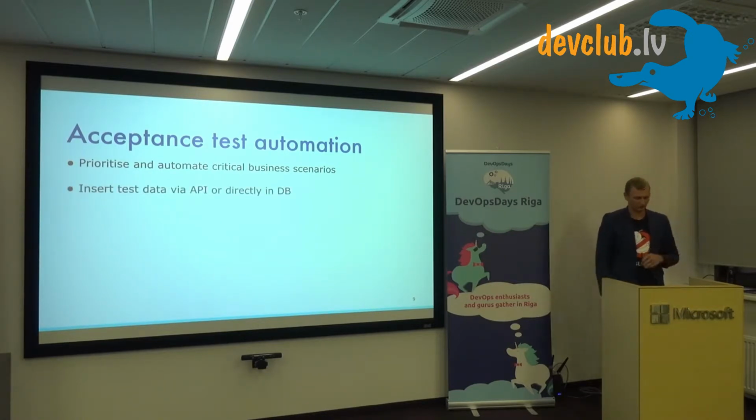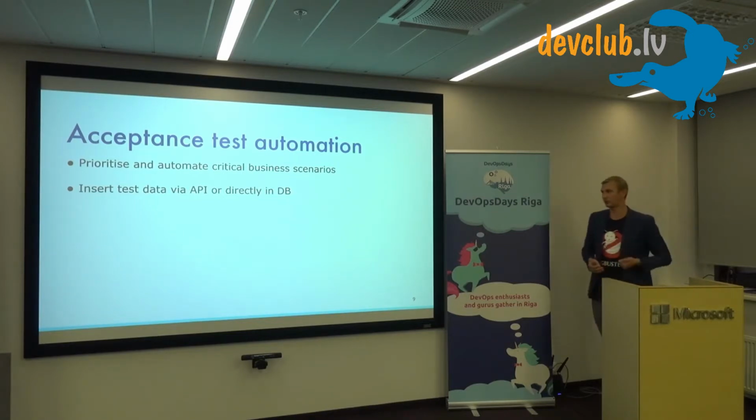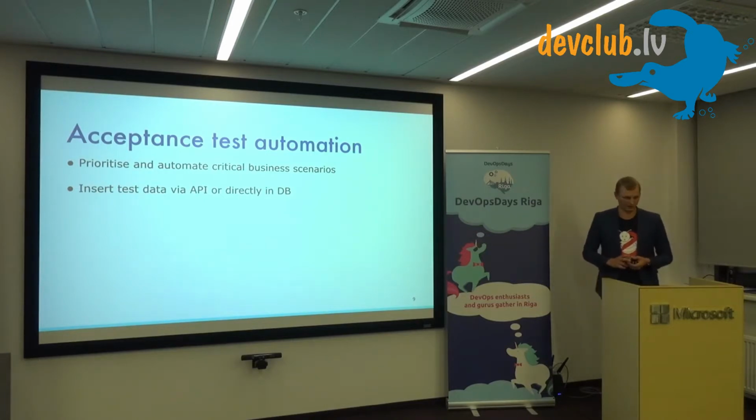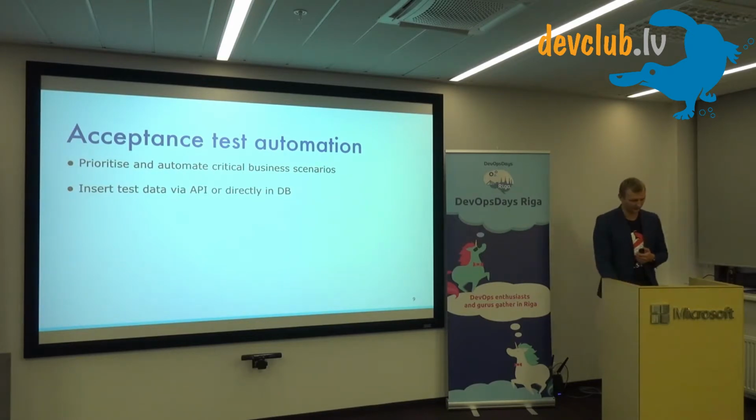Also, we should avoid configuration in the user interface. Instead, if it's possible, to set up user data or other things we should use the API, or if possible insert data directly in the database, so we don't have to manually create these users and all the data in automated acceptance tests, but can do it faster.